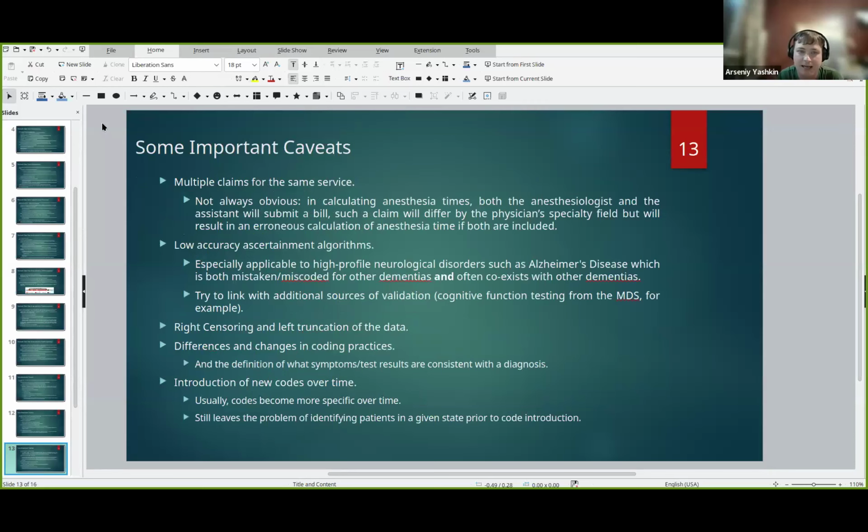Now, again, multiple claims for the same service are possible, especially in anesthesia. An anesthesiologist and an anesthesiologist assistant, if both are present, will both submit a claim for the exact same anesthesia. If you're counting both of them separately, you can double count your anesthesia, which is not exactly good.